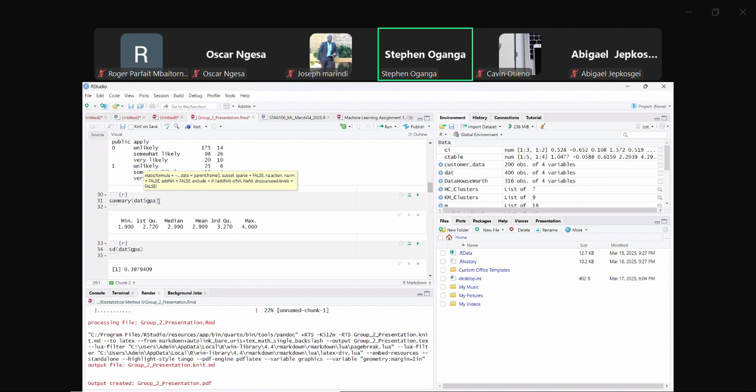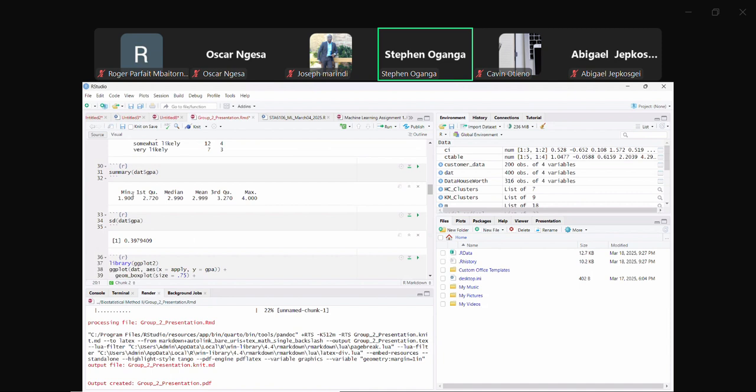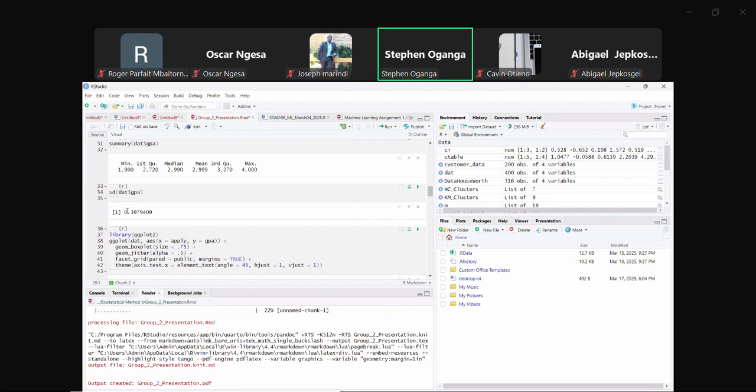And here is a summary of the GPA points. The minimum GPA point was 1.9. The first quartile was 2.72. The median was 2.99. The mean was 2.999. The third quartile was 3.27. And the maximum GPA was 4. We had a standard deviation of 0.3979.